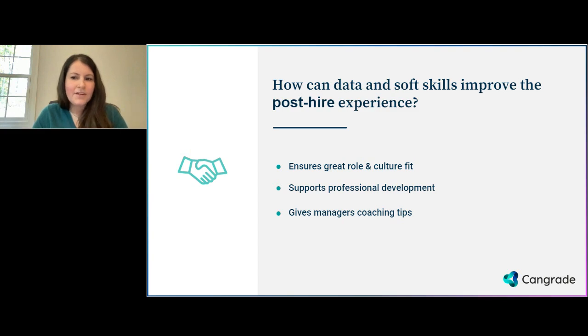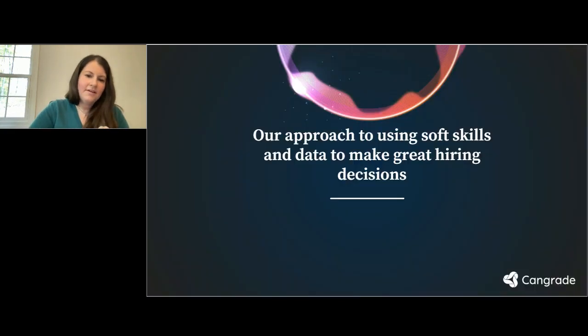So as I mentioned before, two critical components if you were to walk away from anything today from this presentation: it's using data and soft skills through your hiring process. So that's a lot to take in, right? It seems easy, I'm talking about two things, but what does that actually look like? Now, I want to show you a little bit about how Cangrade does this. It doesn't mean you need to use Cangrade, it just gives you a place to start.